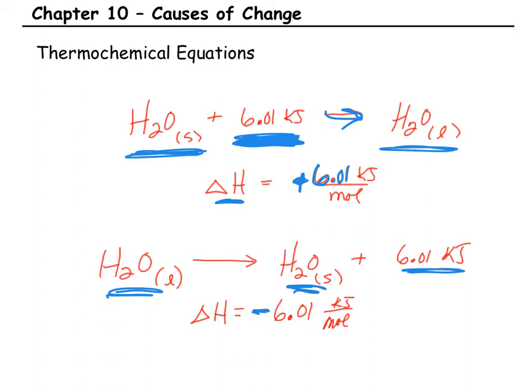All right, so you have to take heat out to make a liquid turn into a solid, and you have to put heat in to make a solid turn into a liquid. All right, in either case, the delta H is the same, but for exothermic, when the heat comes out, the delta H is negative. And when heat is put in, then delta H is positive.